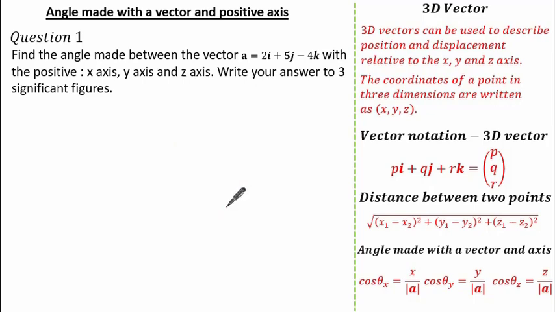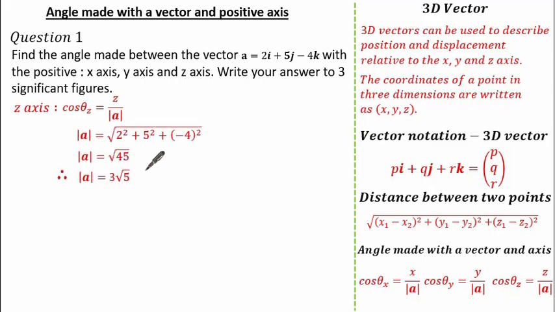Well done. So hopefully you've identified that to work out the angle made between A and the z-axis, we're using this formula. We already know the magnitude of A as 3 root 5. So let's substitute what we mean by z. Well, z is given as the k component, so that means we're substituting in minus 4. So we have cos theta equals minus 4 over 3 root 5.